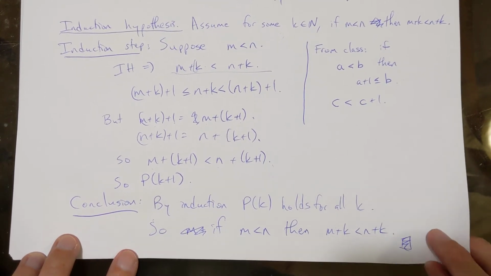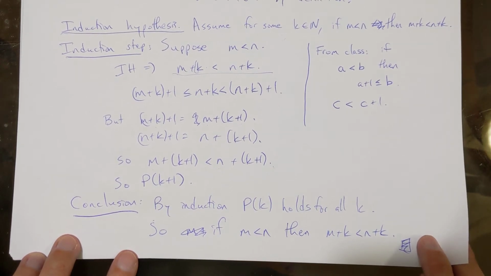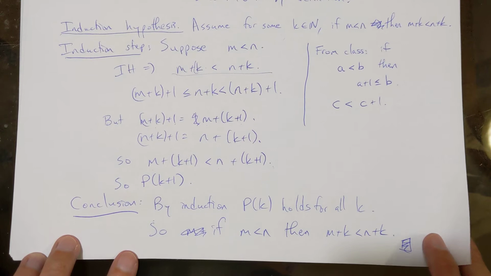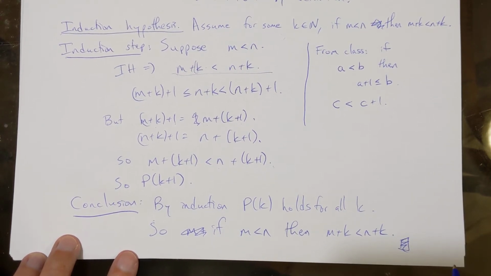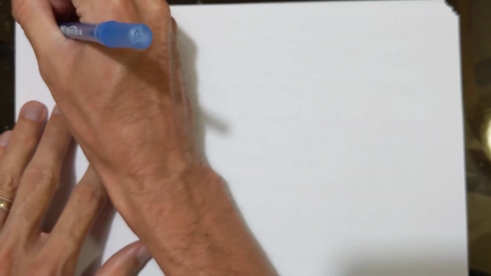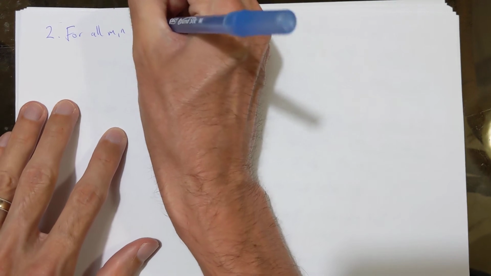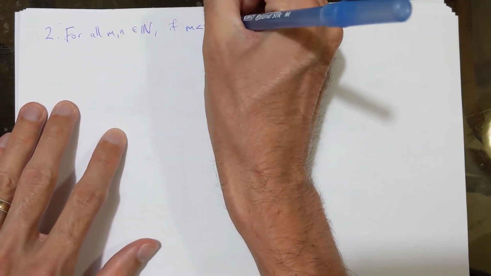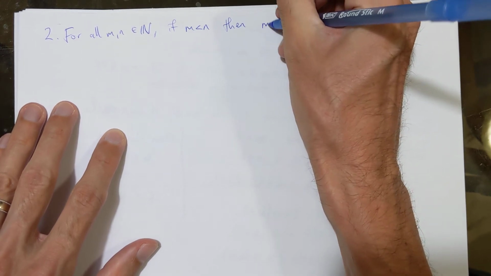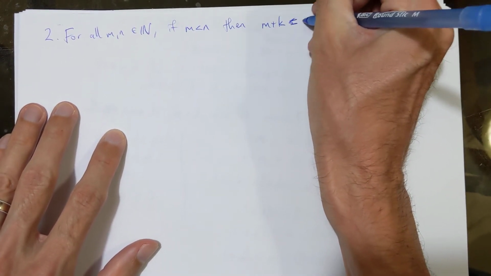Okay, our next question. Starting from two natural numbers m less than n, we have to construct n minus m. That is the second problem. Let me write down the second problem. You have to show for all natural numbers m and n, if m is less than n, then m plus k is equal to n for some k.